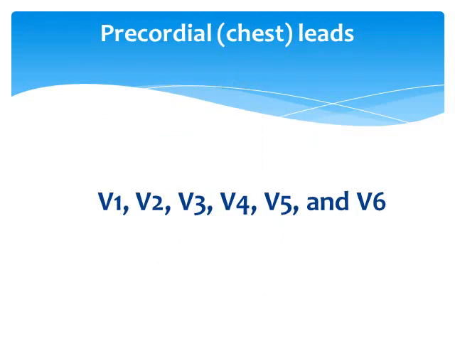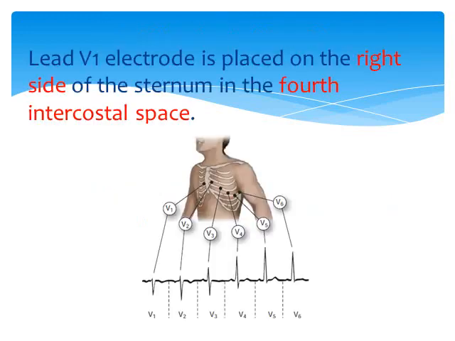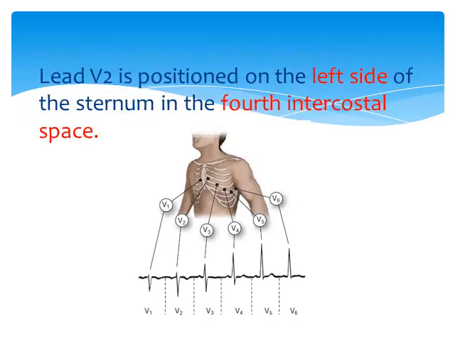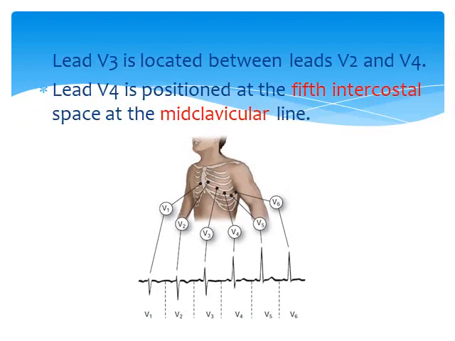And coming to the chest leads, they are V1, V2, V3, V4, V5 and V6. Lead V1 is placed on the right side of the sternum in the 4th intercostal space. Lead V2 is positioned on the left side of the sternum in the 4th intercostal space. And lead V4 is positioned at the 5th intercostal space at the midclavicular line.